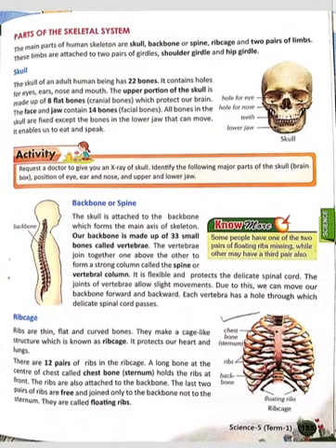Now first we will talk about the skull. The skull of an adult human being has 22 bones. It contains holes for eyes, ears, nose and mouth. You can see in the diagram that these are the sockets or holes for the eyes, the hole for the nose, for the ears and for the mouth.